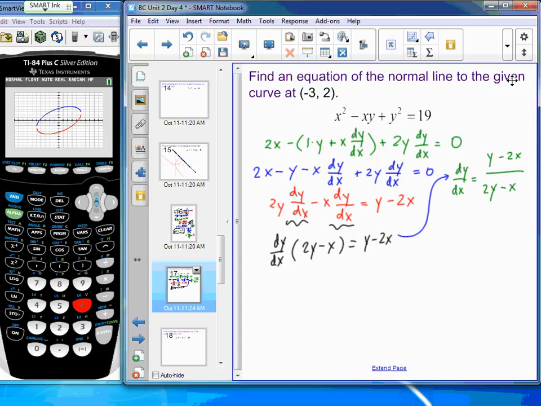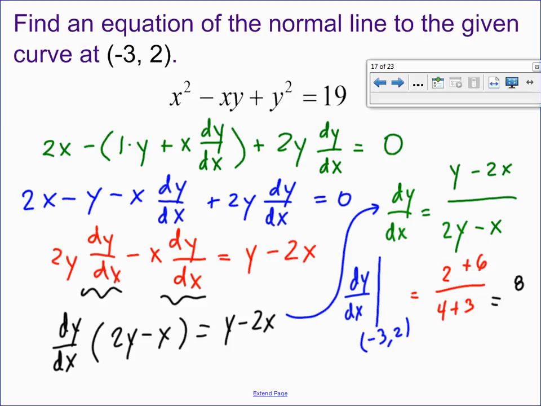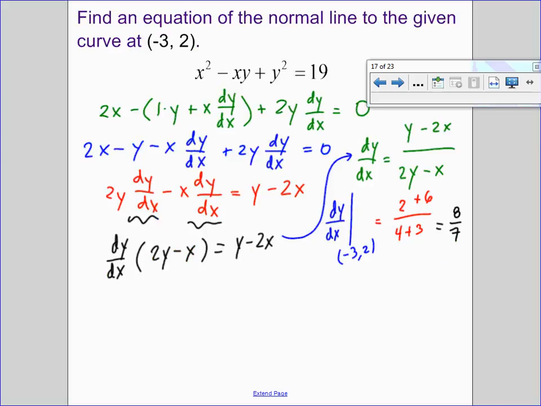And so what are we going to do? We'll evaluate that expression. Here we go. I know that dy dx evaluated at -3, 2 is what? 2 plus 6 over 4 plus 3 is 8/7. Are you guys getting 8/7? Awesome. But we didn't want to write the equation of the tangent line. We wanted to write the equation of the normal line.